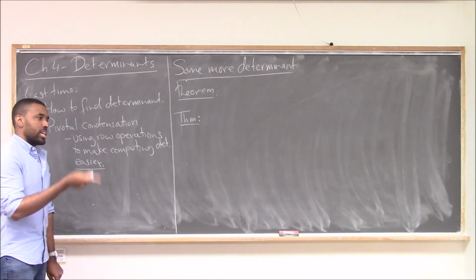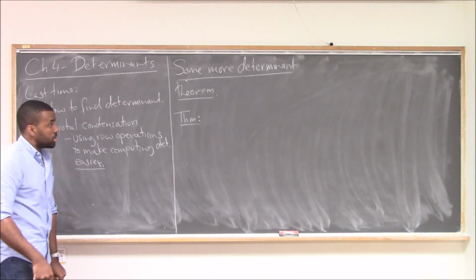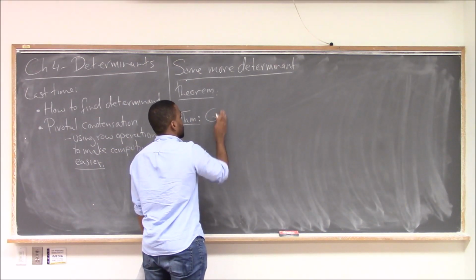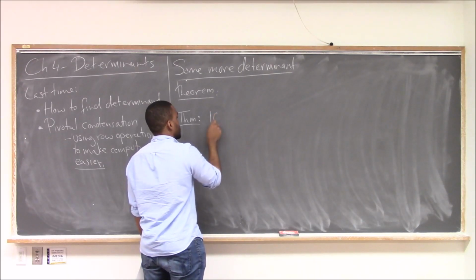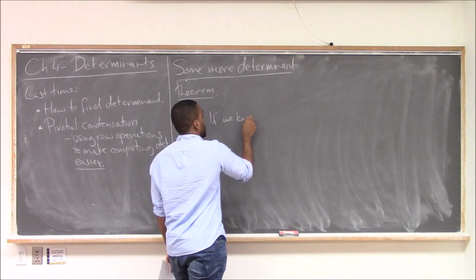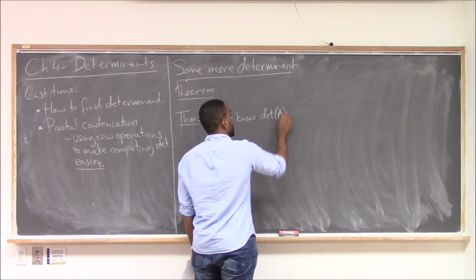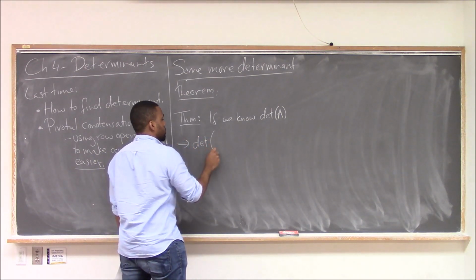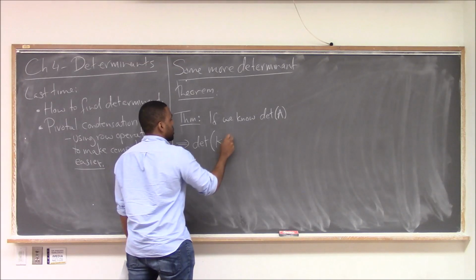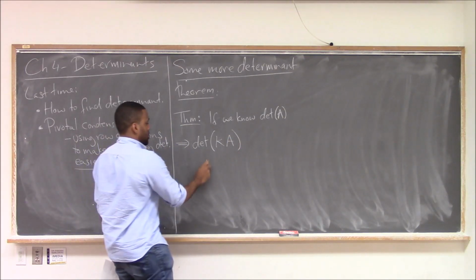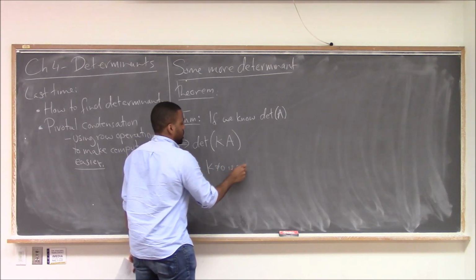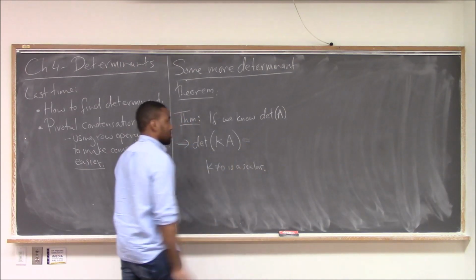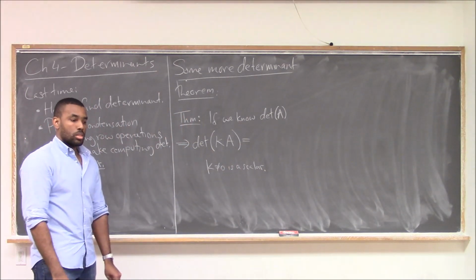This one is kind of directly related to how type 2 operations affect the determinant. So given that you know the determinant of a matrix A, what would you get if you take the determinant of a scalar times that matrix? K, not equal to 0, is a scalar. So wouldn't it be K det A? No.